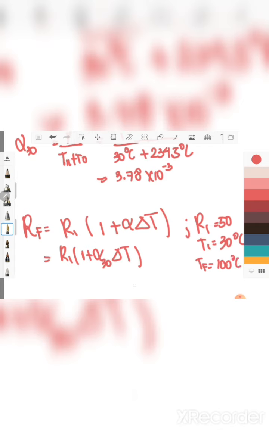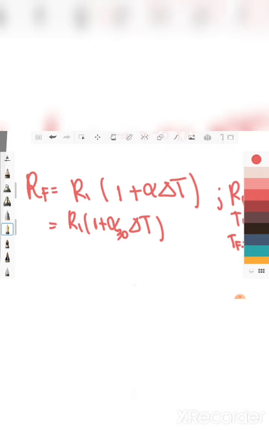Sir, why can't I use my TF? Take note that R1 or the subscript 1, your initials, are the quantities or characteristics on which you will base your answer. It changes, going from R1 to R2. So what you use is your initials, the very first characteristics, your initial R1 and T1 with respect to your temperature coefficient. Therefore, we must use alpha 1, or alpha at 30 degrees Celsius.